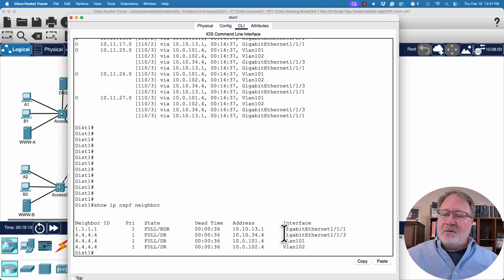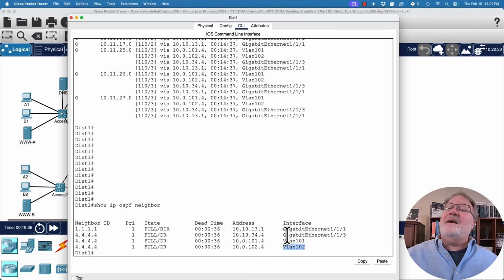If you look at the far right, we see gigabit 113. That's the routed link between dist 1 and dist 2. All right, so we've got a link where we can forward IP packets directly across it. But we've also got those 2 VLAN interfaces that both dist 1 and dist 2 are connected to. They send hellos, they learn each other, they become neighbors. So over both VLAN 101 and 102, they also become neighbors.